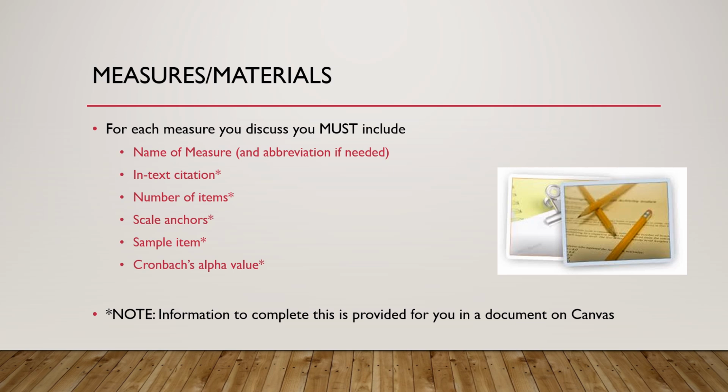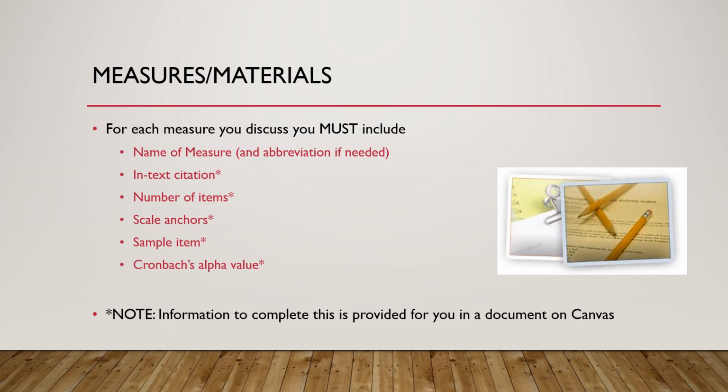You include the number of items that were in that scale. What were the anchors? Anchors, again, are the high and low values. So 1 is strongly disagree and 5 is strongly agree. You want to give at least one sample item so that it gives some context for the reader to understand the formatting of the question.